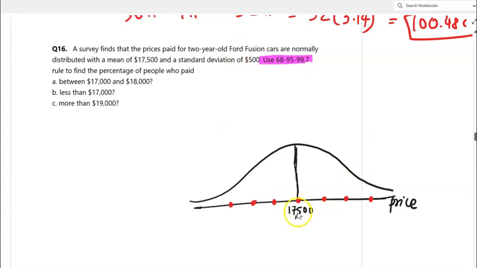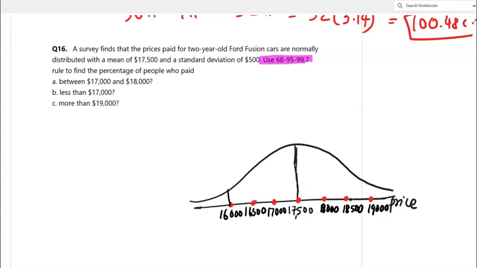So what I'm going to do here, I add the standard deviation, which is 500, to this mean. So you get 18,000 here, because 17,500 plus 500 equals 18,000. Again, add 500, you get 18,500, and you get 19,000. Similarly, subtract 500 this way, you get 17,000, then 16,500, then 16,000. So each point represents some price here.